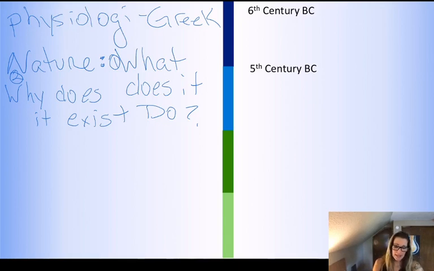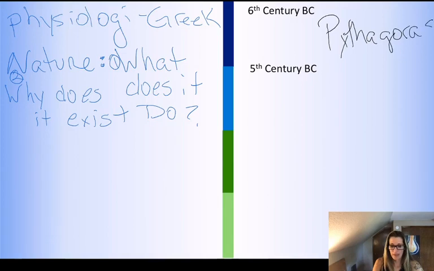And you may recognize some of the names of these Greek philosophers. They're quite famous. The name that I very quickly recognized was Pythagoras. Pythagoras was among the physiologi. And the other names are in your book. If you're interested, you're absolutely welcome to go explore that. All right, so we started with this very broad study of nature. What does it do? Why does it exist?